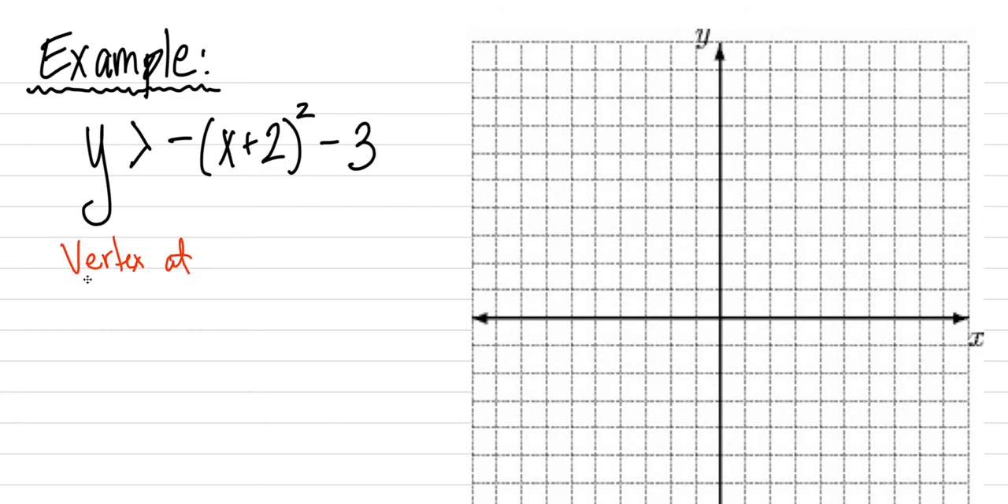Answering for the vertex because she can do it. Okay, help her out. You would go to the left 2 and down 3. Okay, perfect. So inside the parentheses, this means to the left 2. Outside, this means down 3. So my vertex is -2, -3. Okay, so left 2, down 3, that is my vertex.